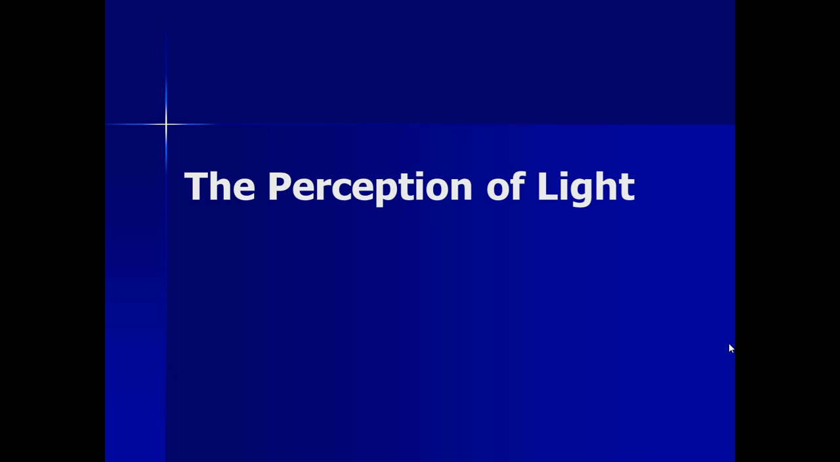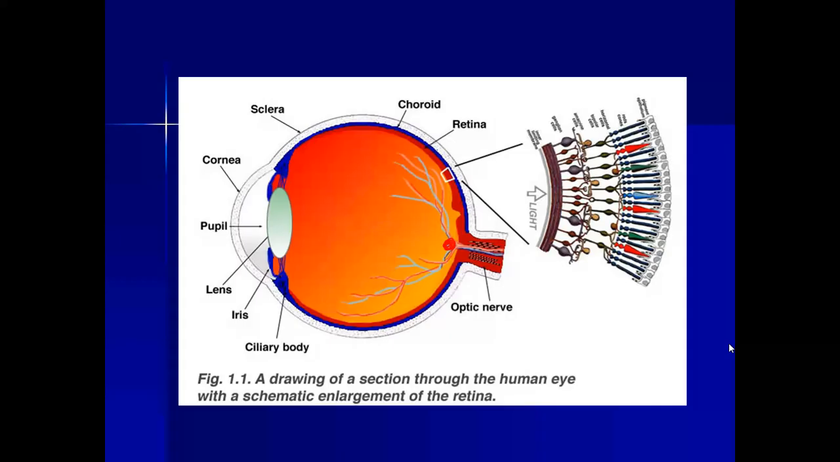Okay, so Screencast 3 is on the perception of light, or photoreception: how your eye gets light and what it does with it. Now, let's start off with this diagram here.